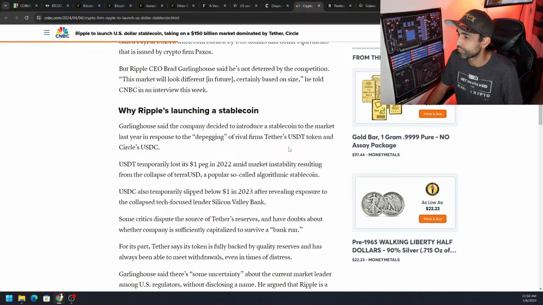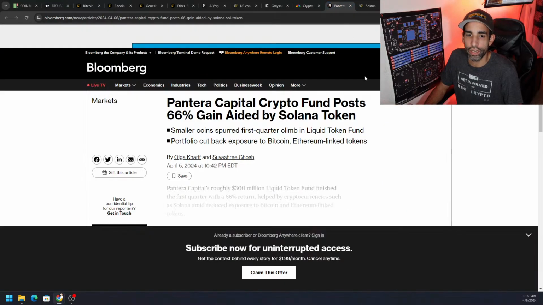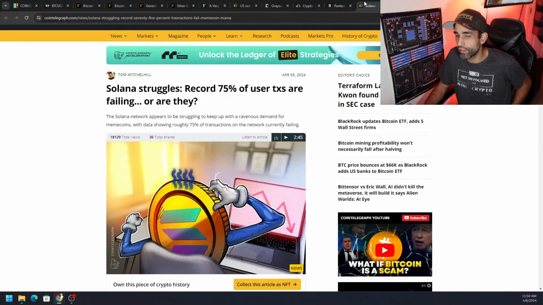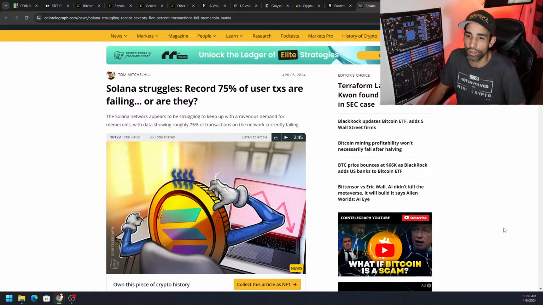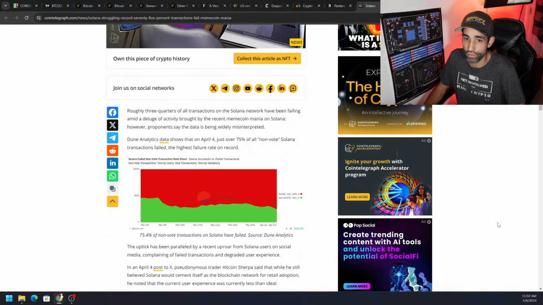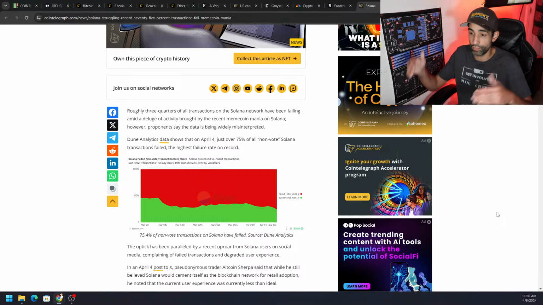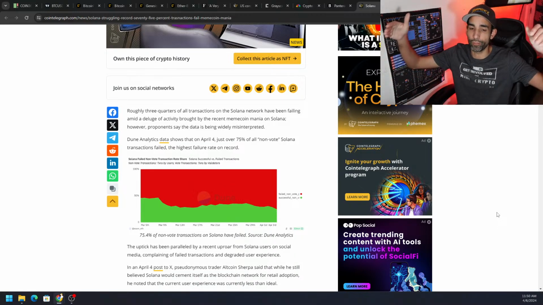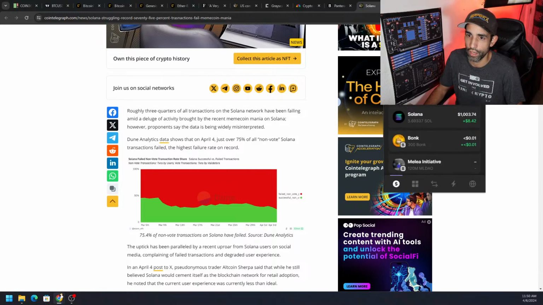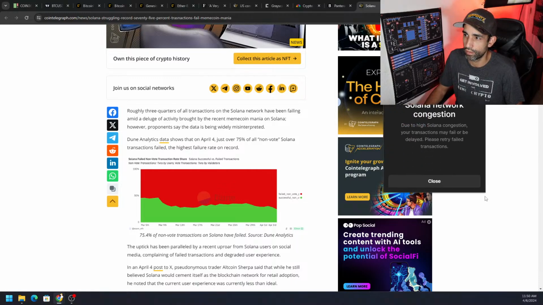But yeah, we'll see how that shakes out. Pantera Capital Crypto Fund posts 66% gain, aided by Solana token. Yeah, there are still some Solana tokens out there that are doing well, but Solana struggles with the transactions, right? 75% of user transactions are failing. They're still working on it as of the time of this live stream. There are still issues. We can tell that because when we go to our Phantom wallet, it straight up says that there's network congestion.